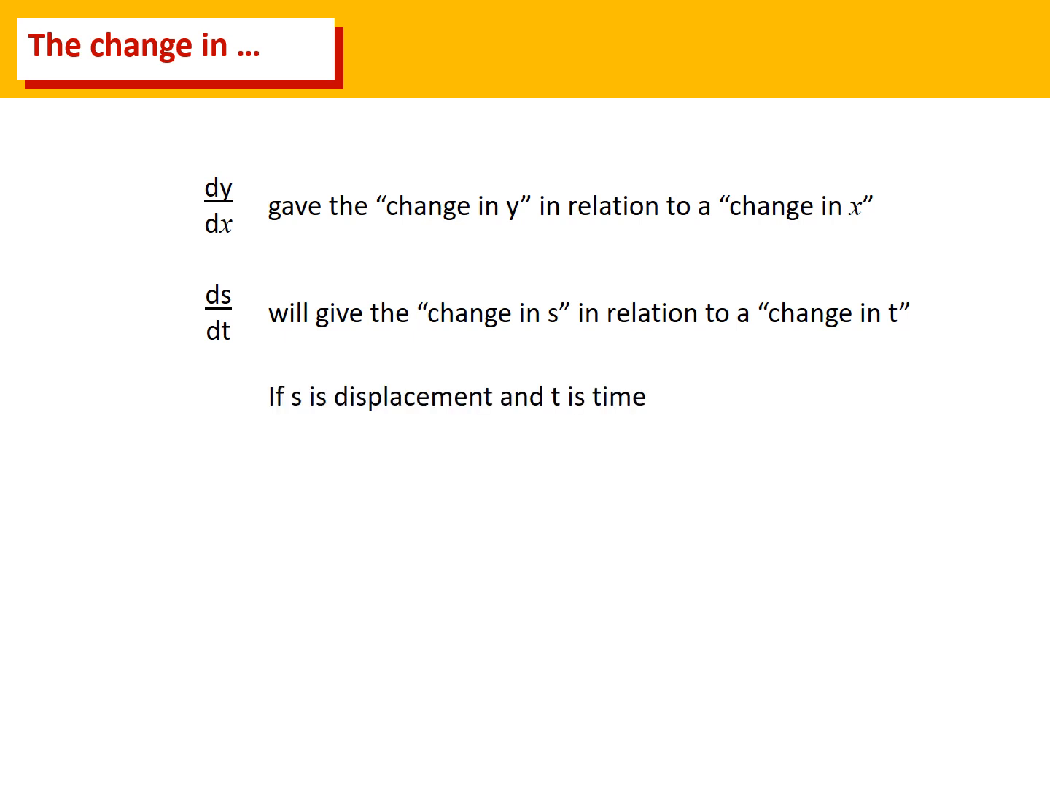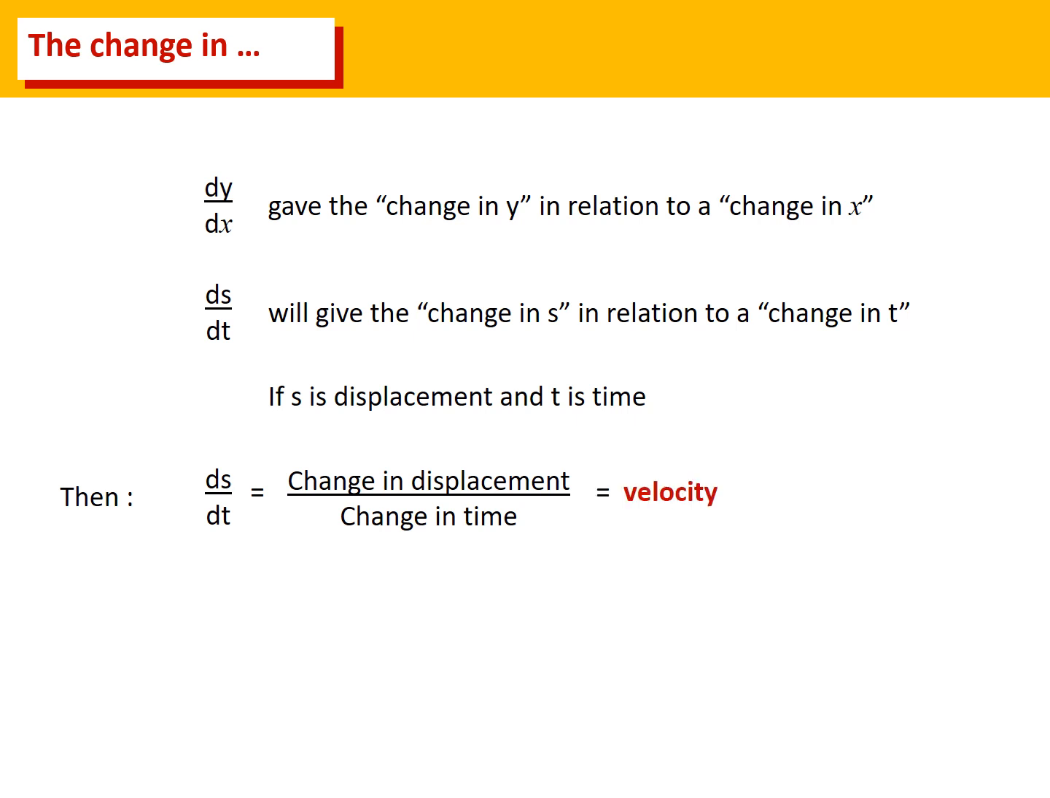Now, if s is displacement and t is time, then ds by dt will give you a change in displacement divided by a change in time. And we know that to be velocity. By definition, that's what velocity is. So if s is displacement and t is time, then ds by dt gives you the velocity.